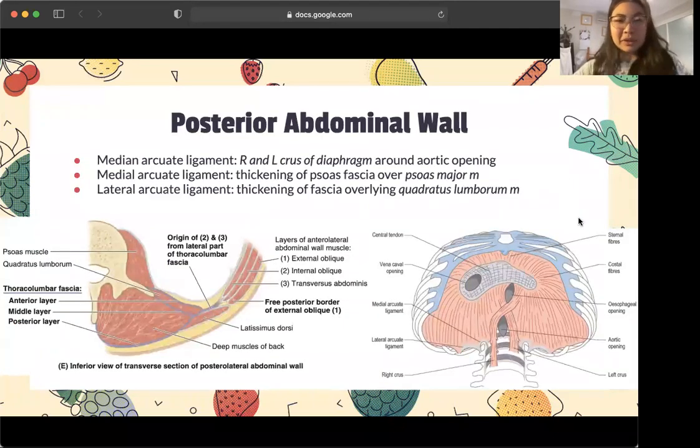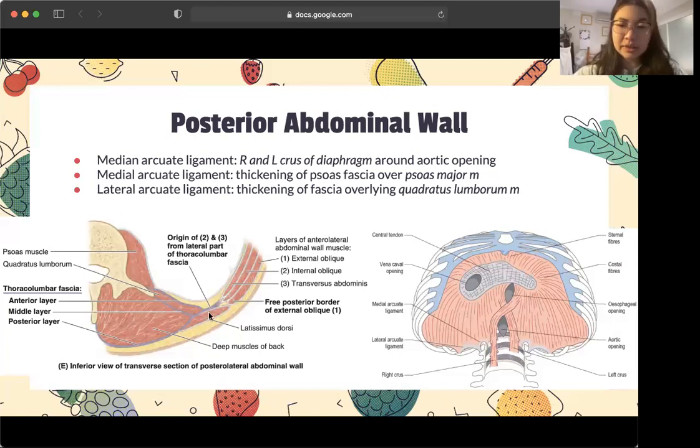So, a quick word on the posterior abdo wall. It's not assessed as much as the anterior abdo wall and the whole arcuate line situation in the rectus sheath. But now we've got different forms of the word arcuate here. We do want to be aware of what the median, medial, and lateral arcuate ligaments are, because if you just don't know them, when they ask a question, you're not going to be able to answer it. So it is one of the things that we just have to remember.